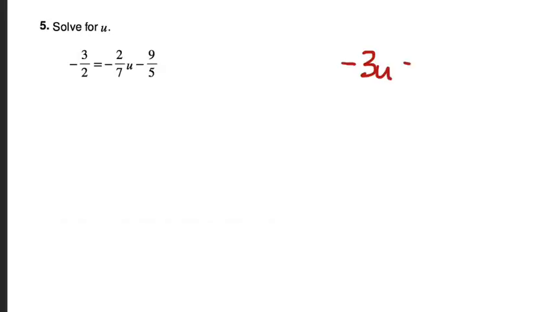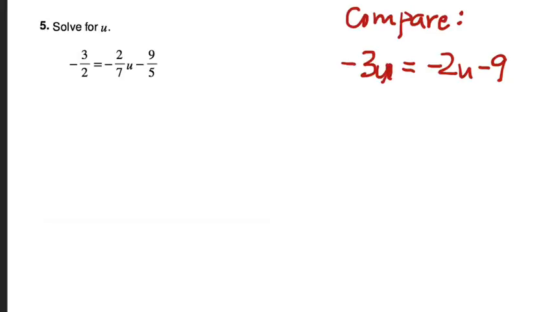Negative 3u equals negative 2u minus 9. So just for comparison, if this were an equation with no fractions in it at all, then our first objective would be to try to get the like terms on the same side of the equation. Sorry, I have too many u's here. So here, my pair of like terms that I see are the two constant terms, the negative 3 and the negative 9. So I could get those on the same side of the equation by doing what to both sides?